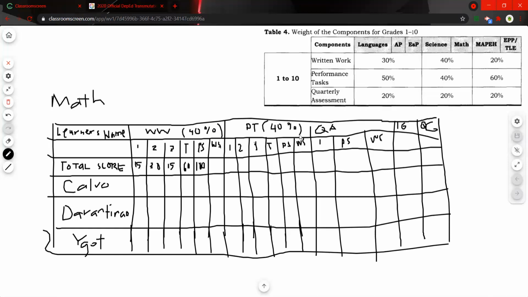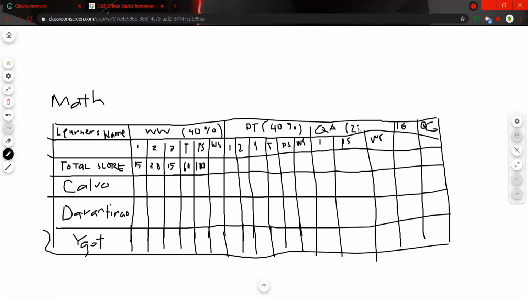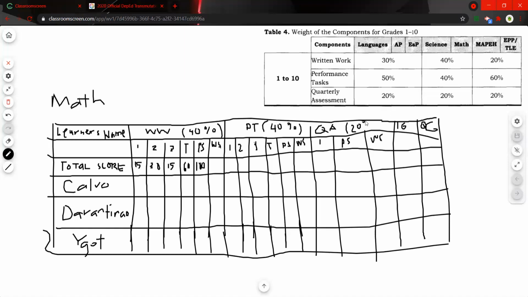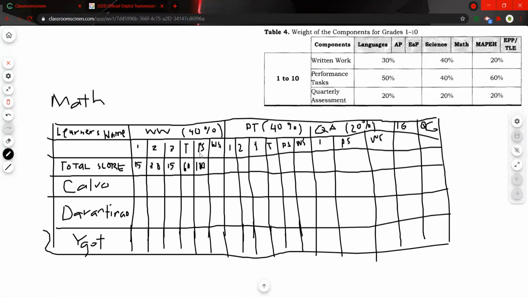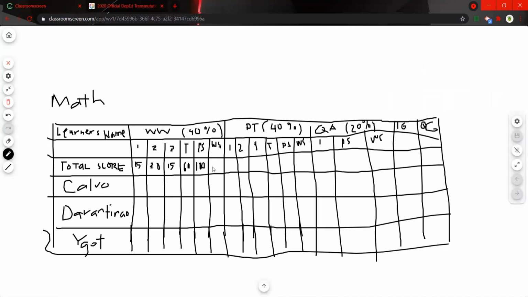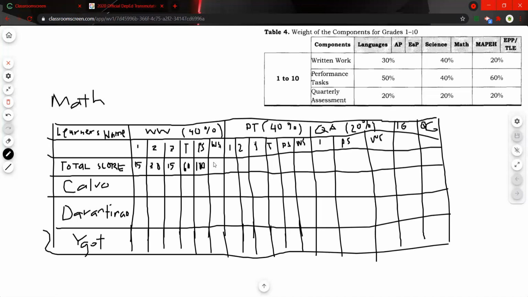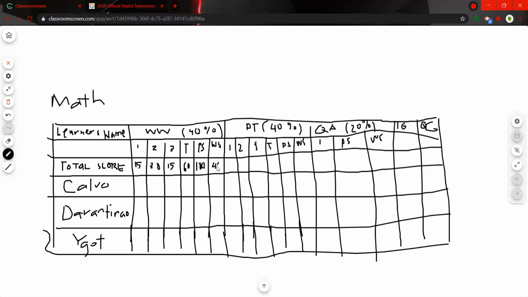And the quarterly exam, which is 20%. Okay? So, these percentages we will use when we compute the weighted score. Okay? Weighted score. So, the percentage score is 100%. The weighted score for written work is 40%. That is 0.40, or it can also be 40, which is 40%.